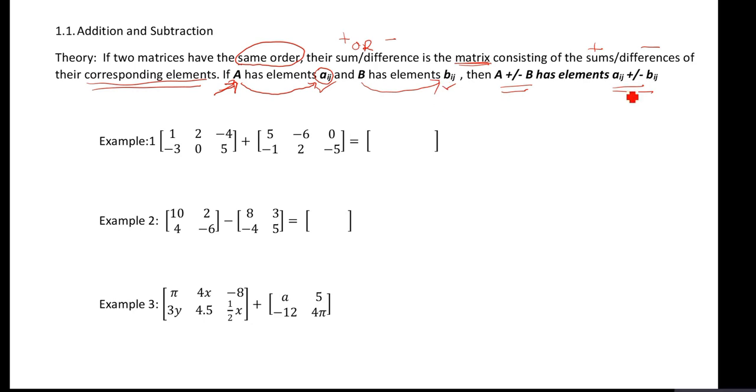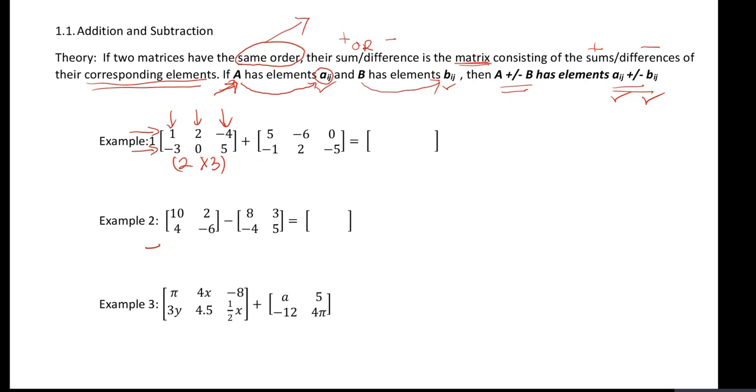But then what do we do? When we have to add or subtract, we simply add or subtract each corresponding element. So let's look at the examples. But firstly, what must we check? Order. Let's take example 1. What is this order? How many rows do we have? 1. So there's 2 rows. How many columns? 1, 2, 3. That's a 2 by 3.